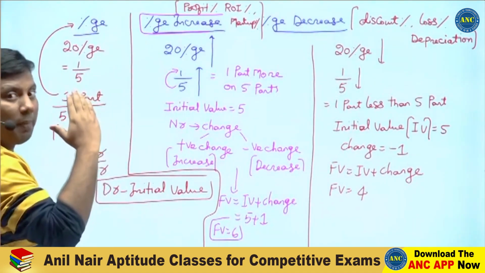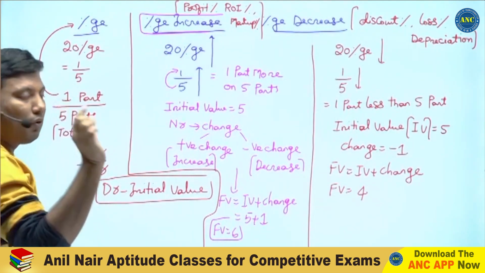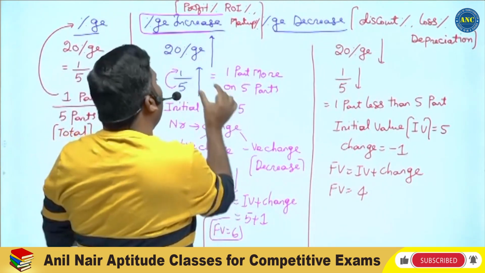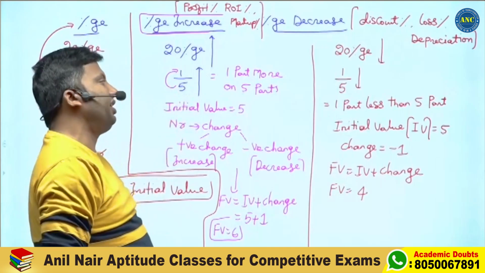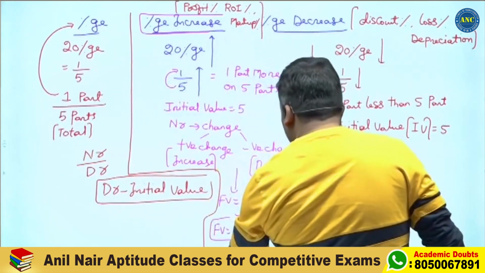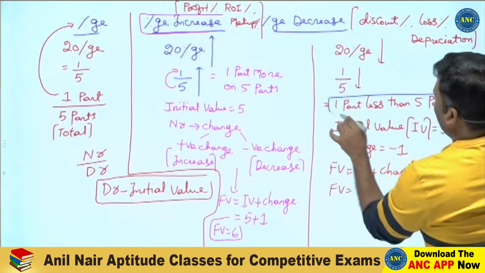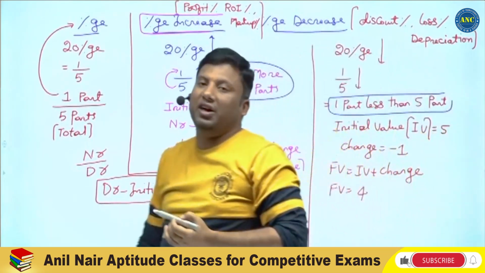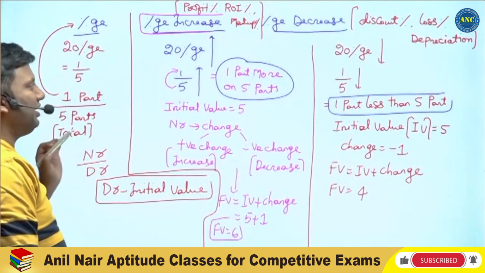Percentage means exactly I want one part out of 5 parts. Percentage increase is I want one part more than 5 parts. If I want something more, then I will use percentage increase. If I want something less, then I will use percentage decrease. I hope it is very clear to you. One part out of 5 parts is percentage. One part more than 5 parts is percentage increase. And one part less than 5 parts is percentage decrease.